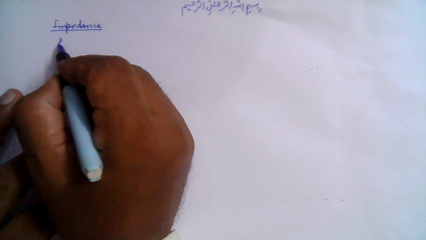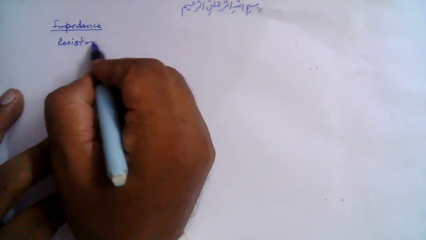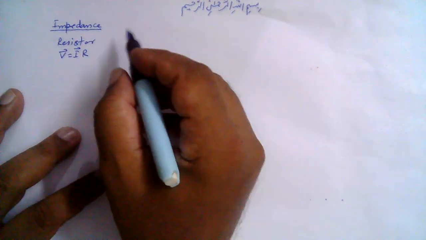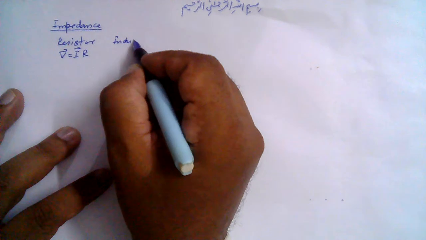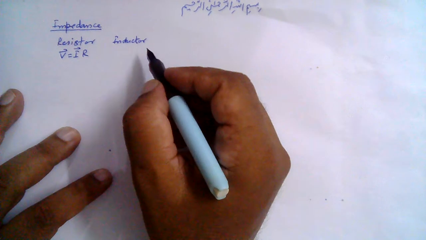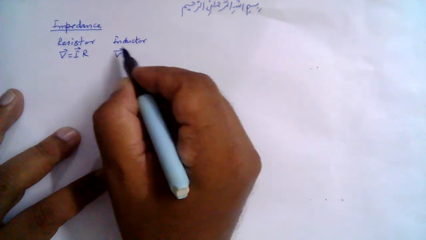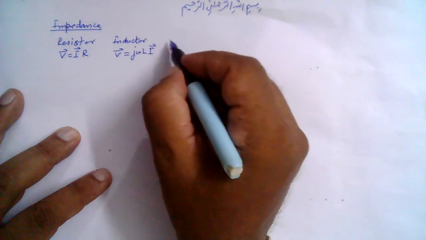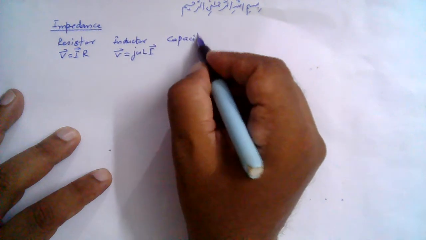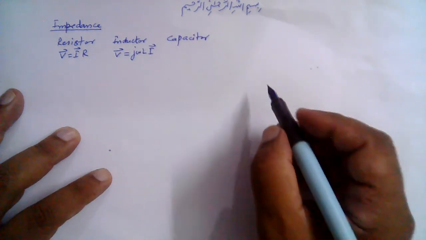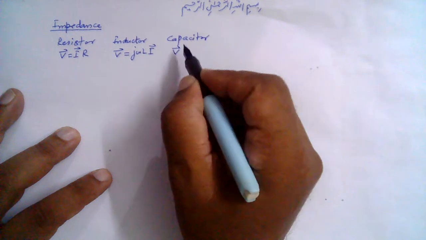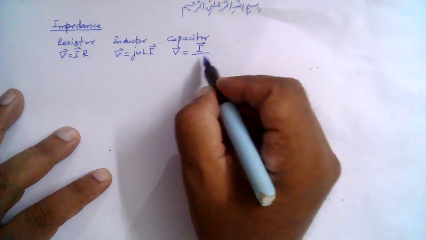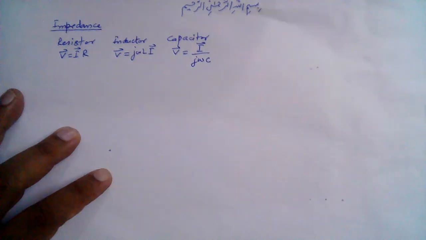For a resistor, we have V is equal to IR. For an inductor, we have V bar is equal to J omega L I. For a capacitor, we have V bar is equal to I over J omega C.